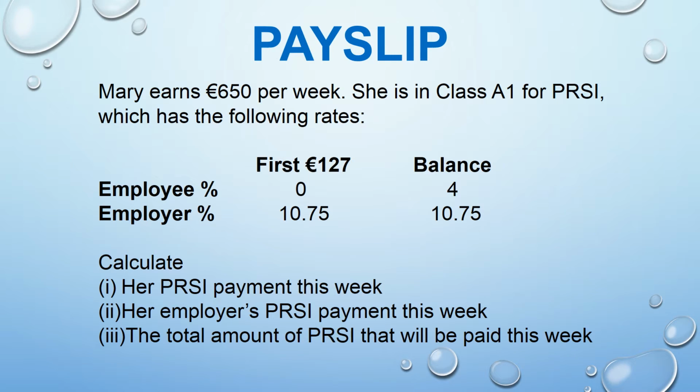As a question for students to complete, they will be given the following. Mary earns €650 per week. She is in class A1 for PRSI, which has the following rates. Students are asked to calculate her PRSI payment this week, her employer's PRSI payment this week, and also the total amount of PRSI that will be paid this week.